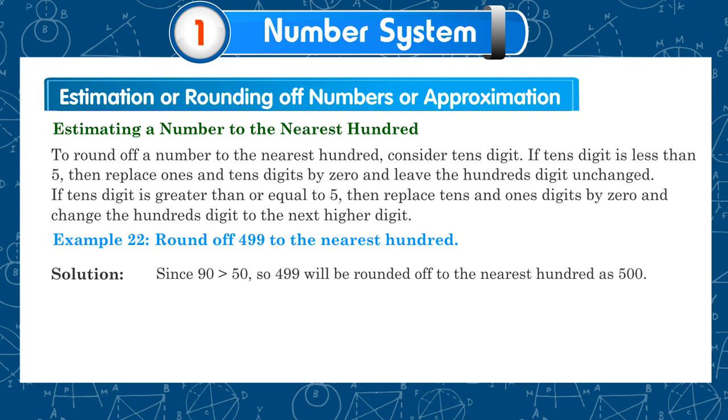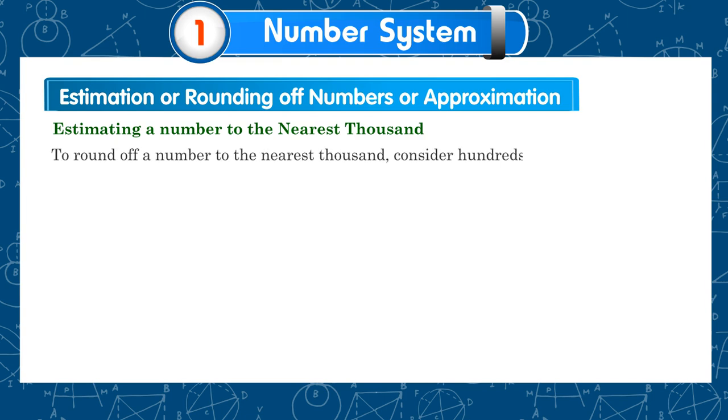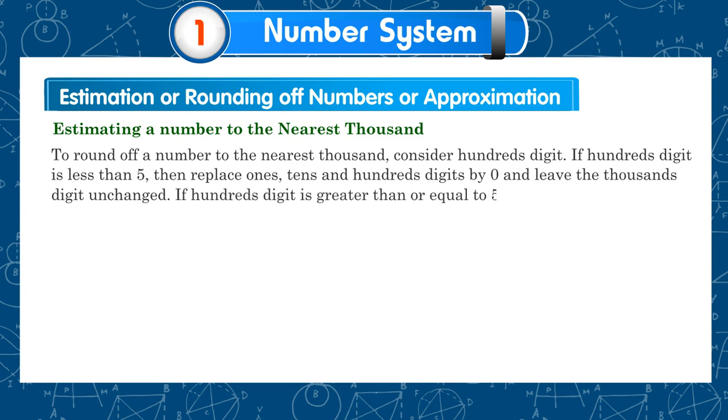Estimating a number to the nearest 1000. To round off a number to the nearest 1000, consider hundredths digit. If hundredths digit is less than 5, then replace ones, tens, and hundredths digits by 0 and leave the thousandths digit unchanged. If hundredths digit is greater than or equal to 5, then replace hundredths, tens, and ones digits by 0 and change the thousandths digit to the next higher digit.